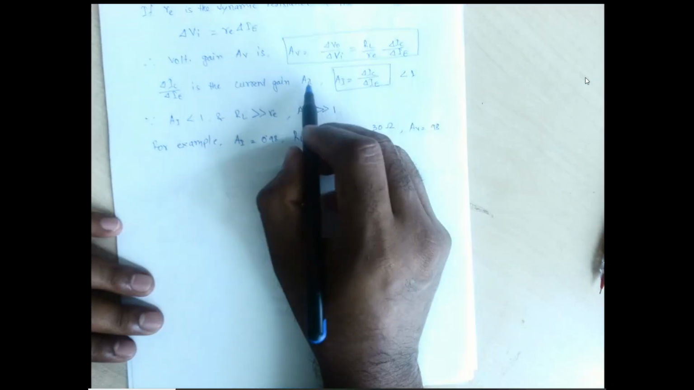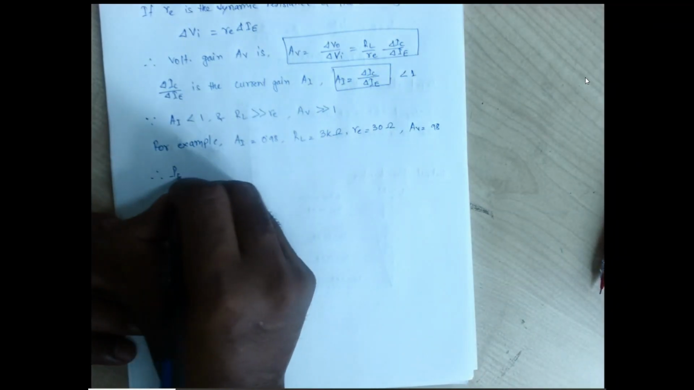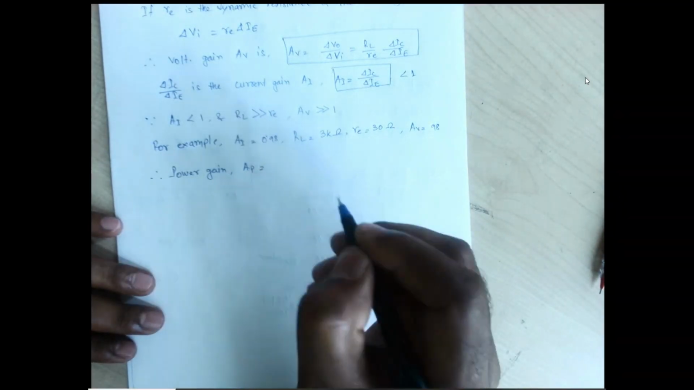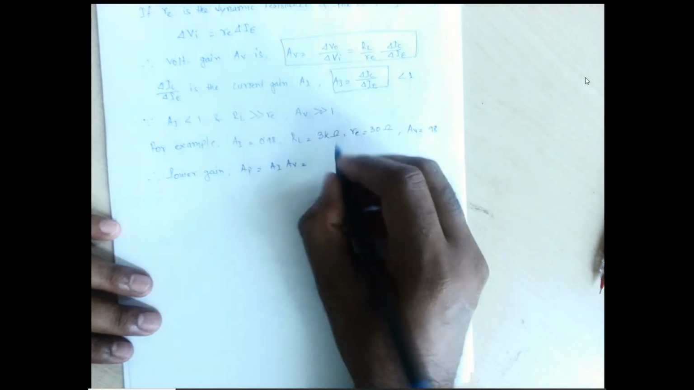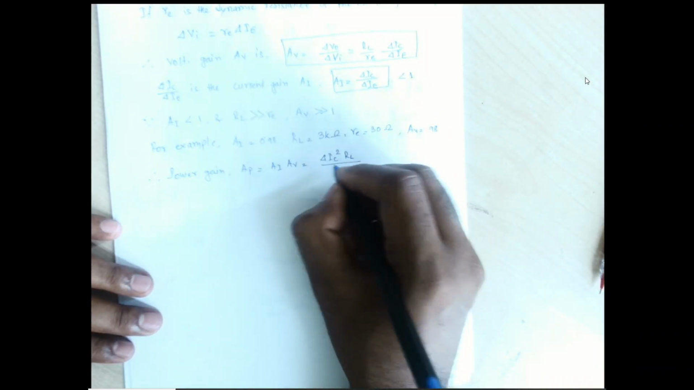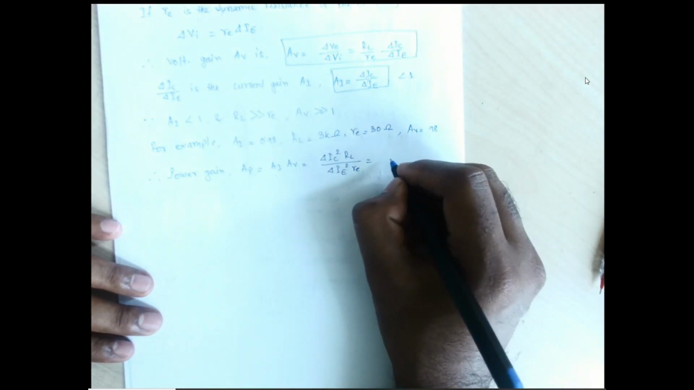So we have the current gain and the voltage gain, and we can easily find the power gain. Therefore the power gain AP is AI into AV, that is del IC square into RL by del IE square into Re. That is the output power P out by the input power P in. So it is a simple concept about the amplification of the transistor.